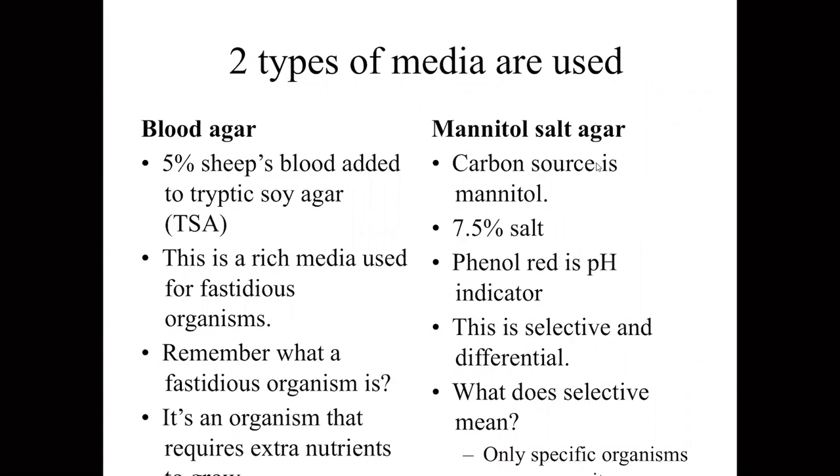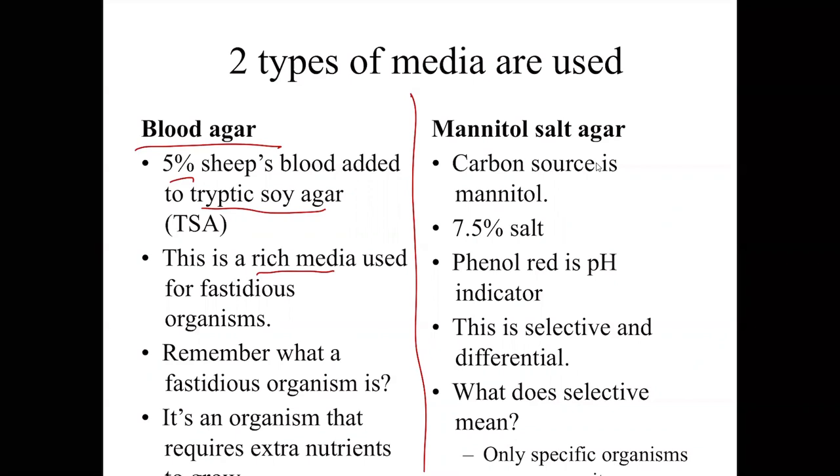Okay, so here's the two types of media. Oops, I kind of cut off the bottom of it. Okay, so blood agar is one type that we're going to use, and it's sheep's blood. So it contains 5% sheep's blood, and it's put in tryptic soy agar, which is the normal agar that we usually use. Sheep's blood works well so that we can see hemolysis well. Okay, this is a really rich media, so it has lots of nutrients in it. So it's good for fastidious organisms.